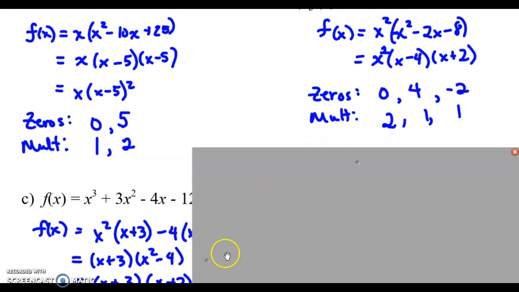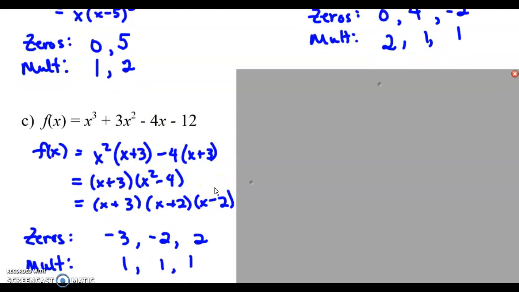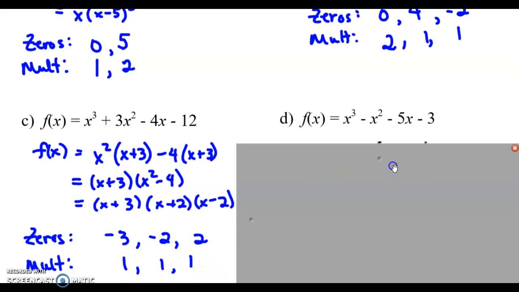All right, the next example here, this one is a degree 3, but this one is 4 terms. So remember, the technique for factoring is group up the first 2, group up the second 2, see what you can pull out in each case. This one factors very nicely, x plus 3, x plus 2, x minus 2. That's going to give me zeros of negative 3, negative 2, and 2. And each of those have an exponent of 1, so my multiplicity is 1, and we'll be crossing at all of those.